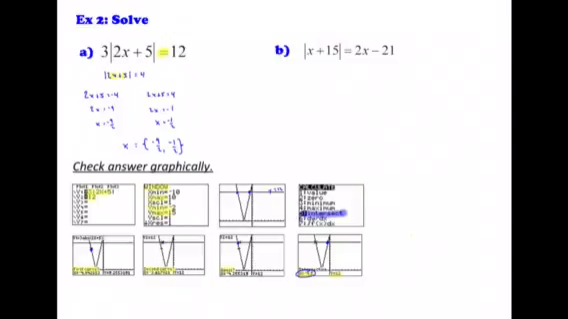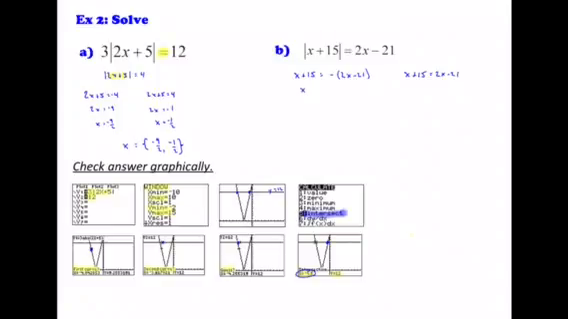On the second absolute value you see here, there's an x on the outside. It's not just equal to a number. So let's go ahead and solve. It is isolated, so we're going to set up our two cases. x plus 15 could equal the opposite of 2x minus 21, or x plus 15 could equal 2x minus 21.